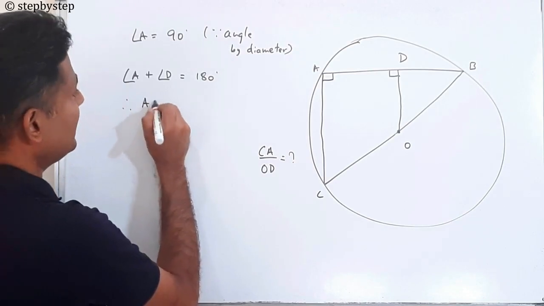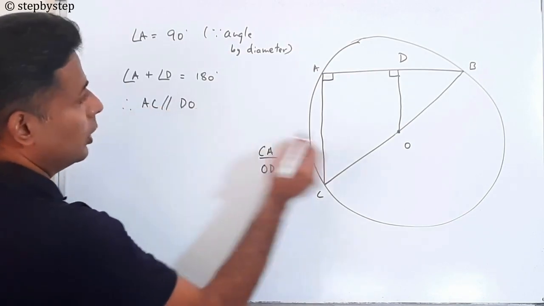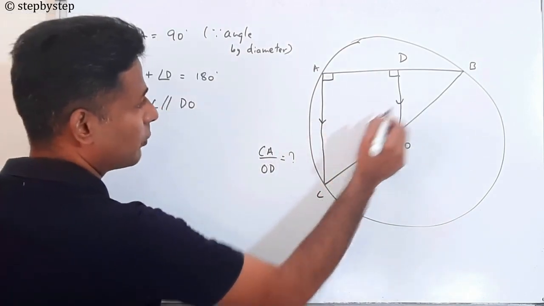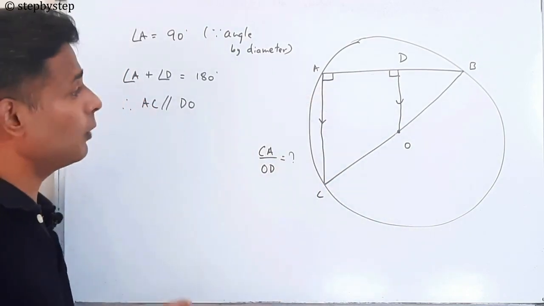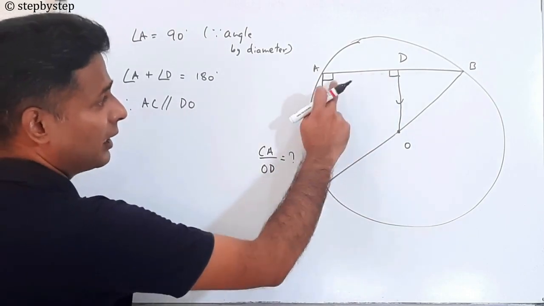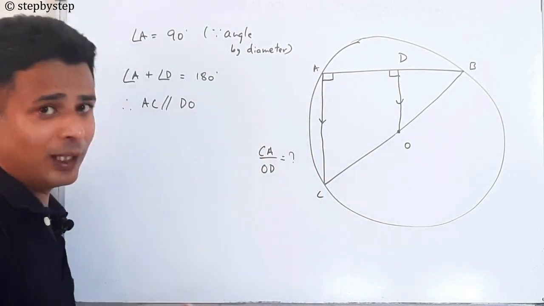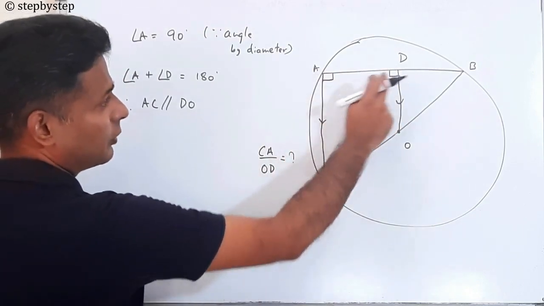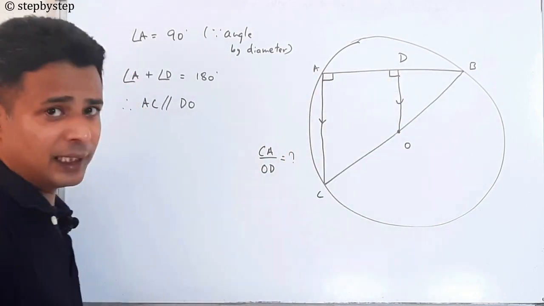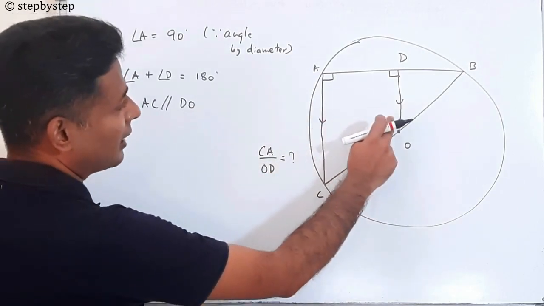Therefore, AC is parallel to DO. So we get this is parallel to this. Why? Sum of internal angles of a transversal is equal to 180. Whenever the sum of internal angles of a transversal is equal to 180, the two lines will be parallel. You can call it transversal or intersecting line. So now we got this parallel to this.